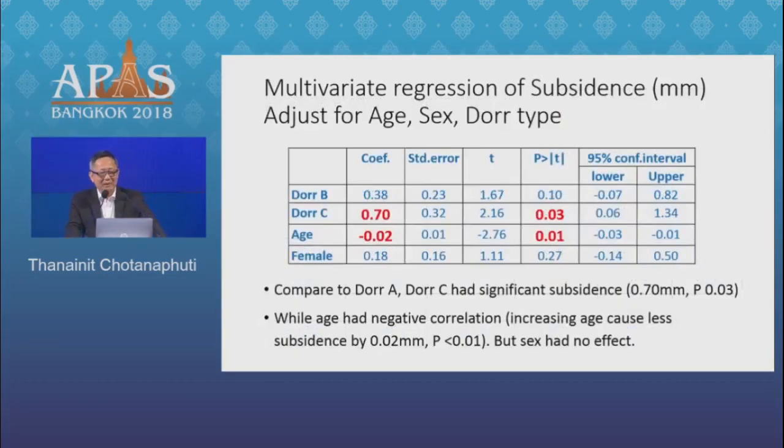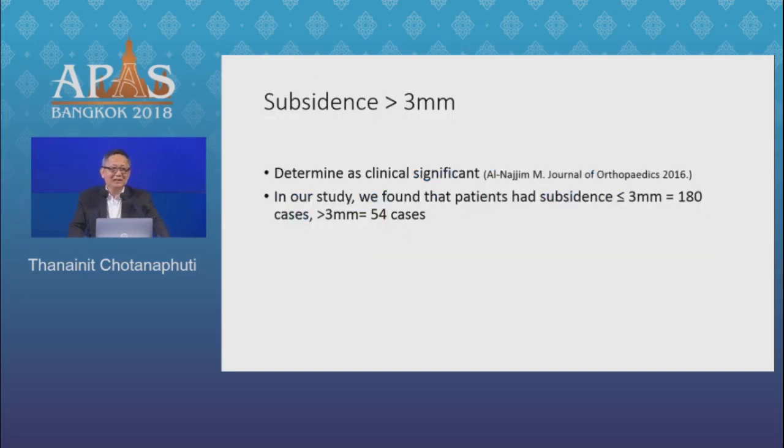And we use multivariate regression analysis to see the subsidence. We found that Dorr type C has significant subsidence when compared to Dorr type A and B. But the subsidence is less than a millimeter in Dorr A, B, and C. And the age has a negative correlation. When the patient gets older, they have less subsidence of the stem.